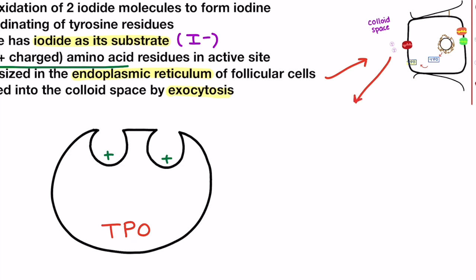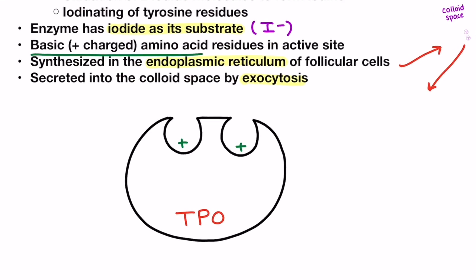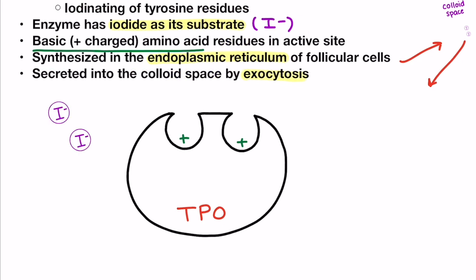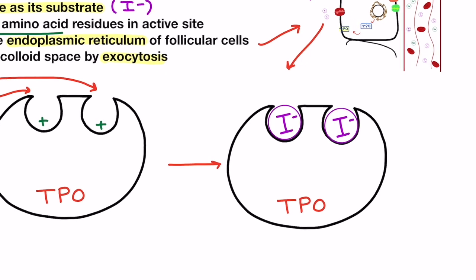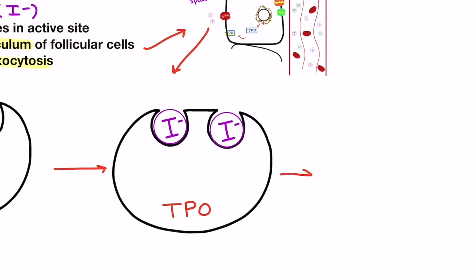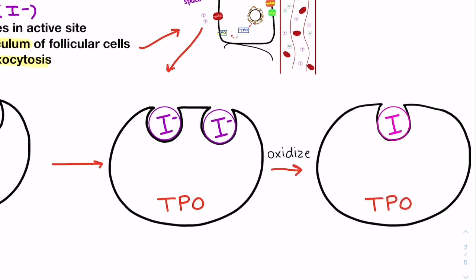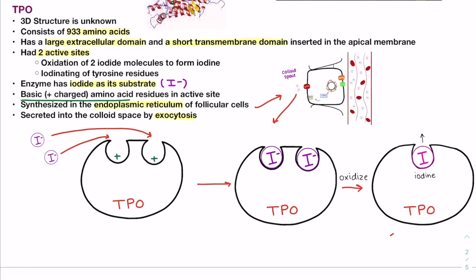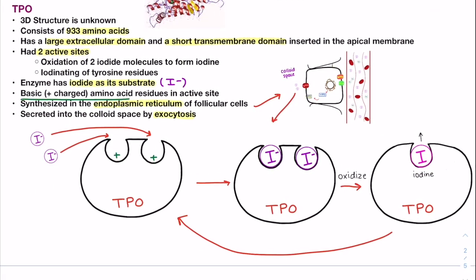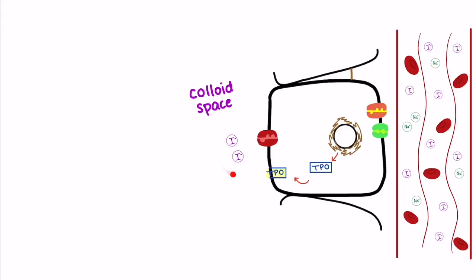Now that the iodide ions have entered the colloid space, in each of the 2 active sites of thyroid peroxidase, 1 ion of iodide enters. Thyroid peroxidase oxidizes the 2 iodide ions to form 1 iodine molecule. Now that we have the iodine molecule, a protein called thyroglobulin comes into action, and our enzyme is recycled.